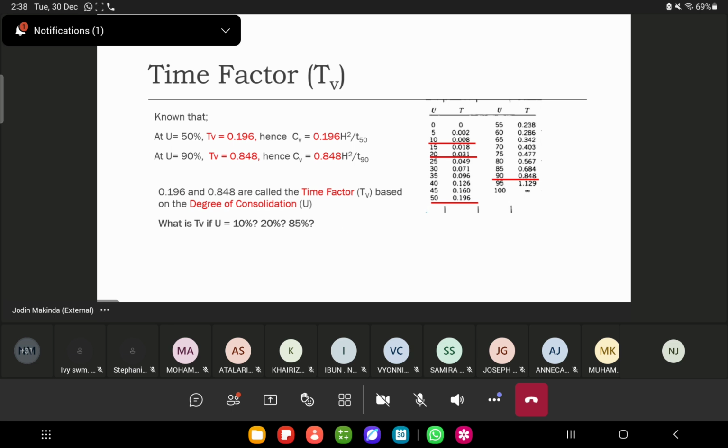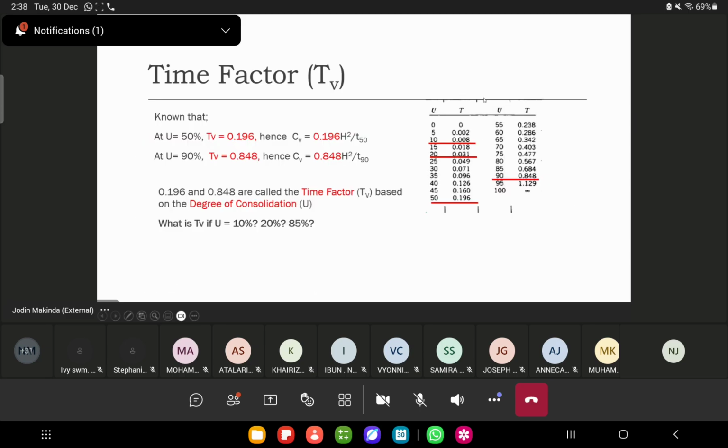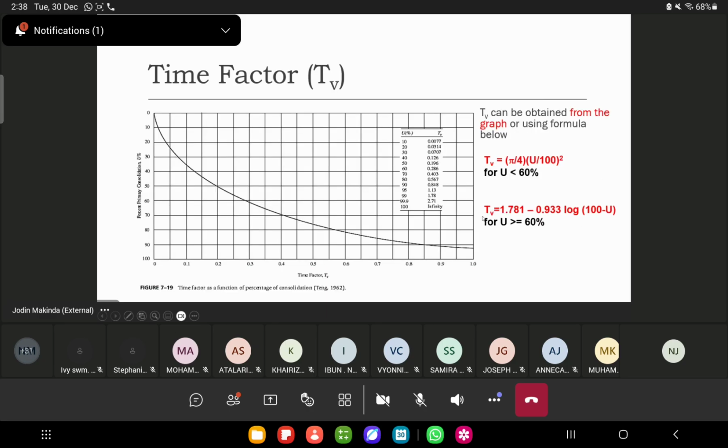Therefore, the equation of time factor will change. The constant of time factor changes based on the percentage. Besides the table here, where time factor can be obtained, we can also obtain time factor from this chart, this figure.